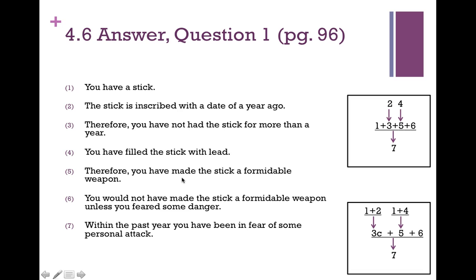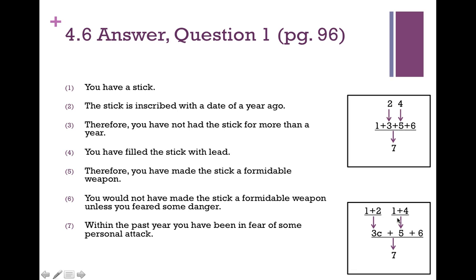Now we come to 5, which is you have made the stick a formidable weapon. And again, the way I understood that was that 1 and 4 are combining to yield 5. And this can be a legitimate diagram here. You can reuse a premise. We haven't done it so far, but this happens quite often. A person will have a certain premise, make one argument from it, then go back to it and use it to make another point. And I think this is a legitimate interpretation.